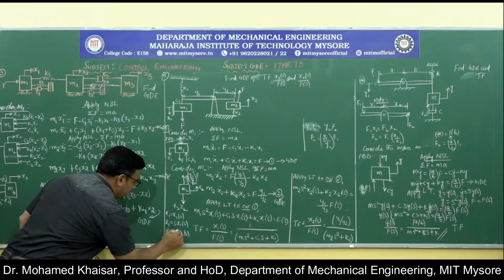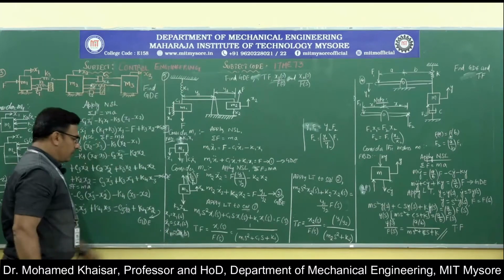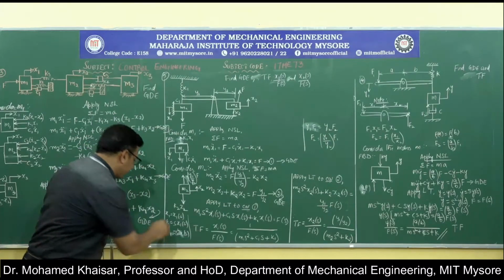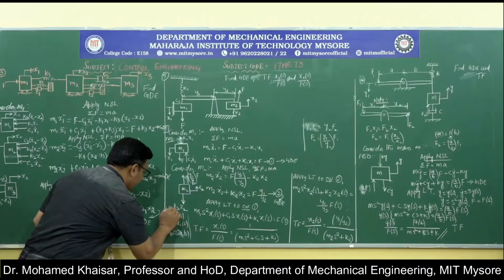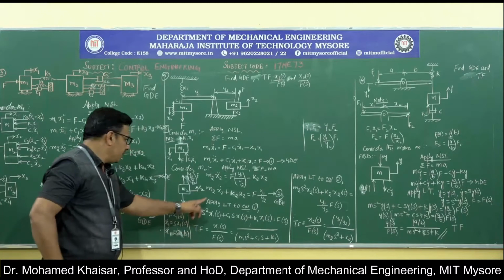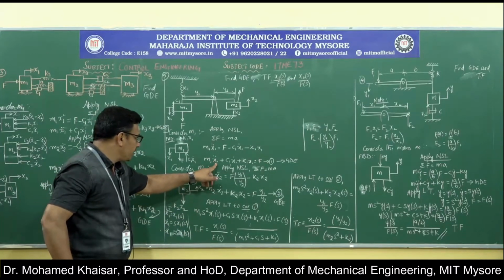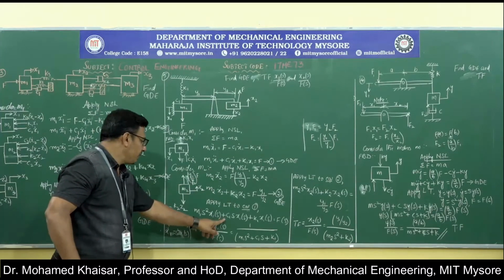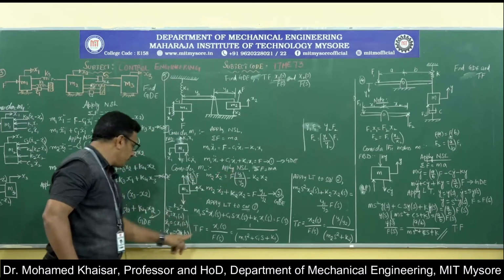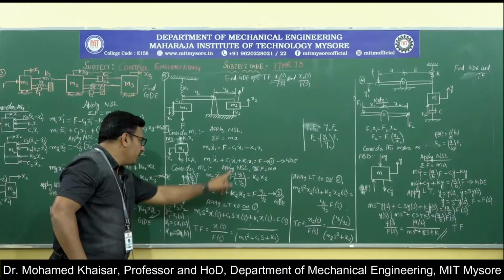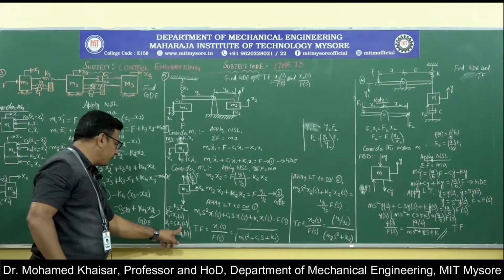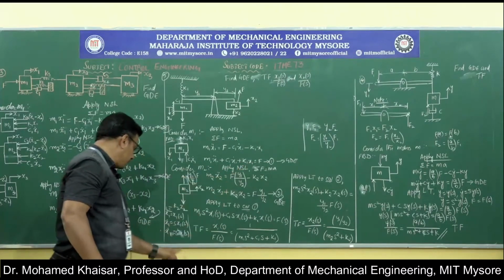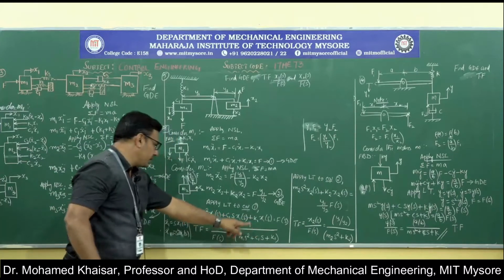This will be the Laplace transformation. When we apply this to equation 1, it becomes m1 s square into x1 of s plus c1 into x1 dot, which becomes c1 times s into x1 of s. So, that is what we have written. Then k1 into x1 becomes k1 into x1 of s.